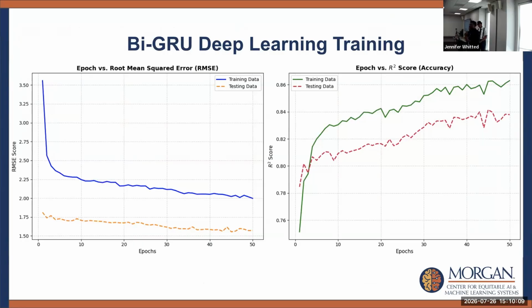Now, for our deep learning models, we still use the same performance metrics, R2 and RMSE, right? But we train them over epochs, so we wanted a different way to visualize our model performance. I say RMSE is the margin of error, so the higher the RMSE is, the higher the margin of error is. The lower, the better, right?